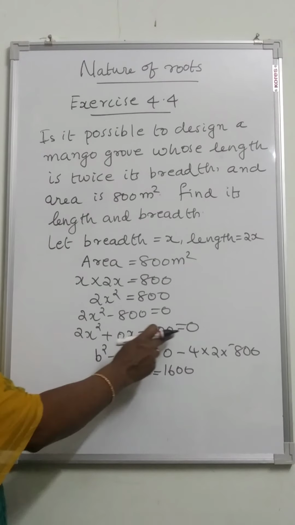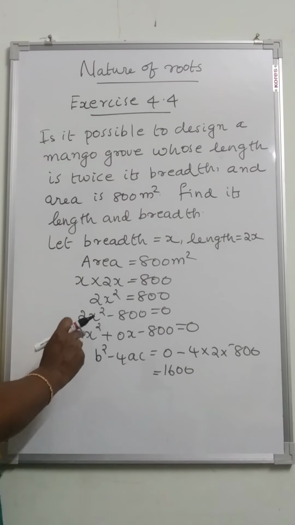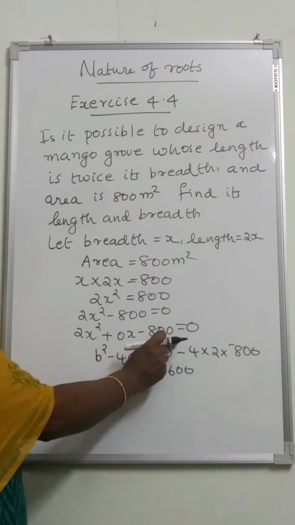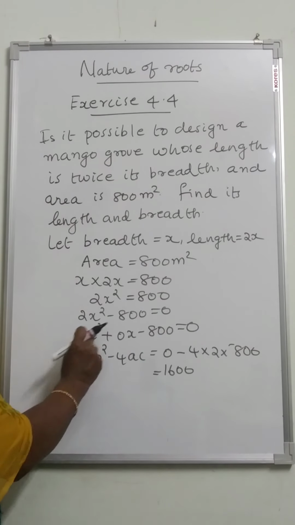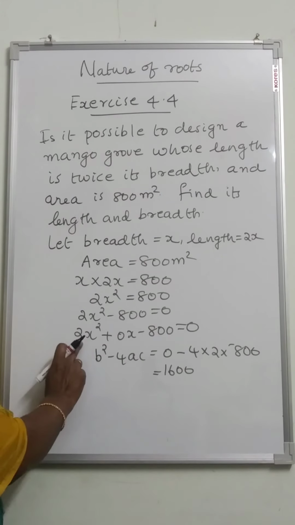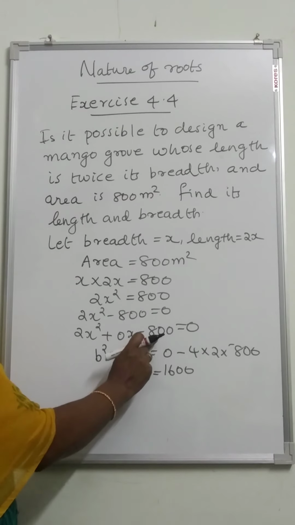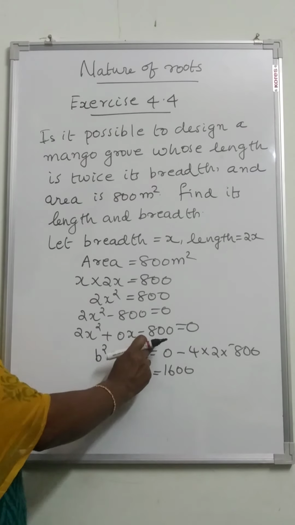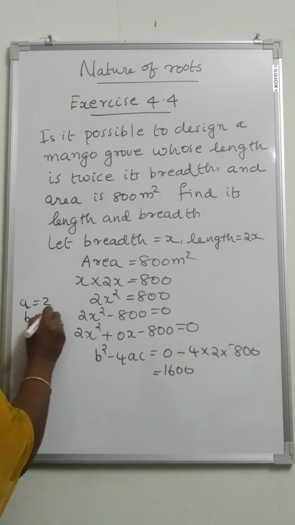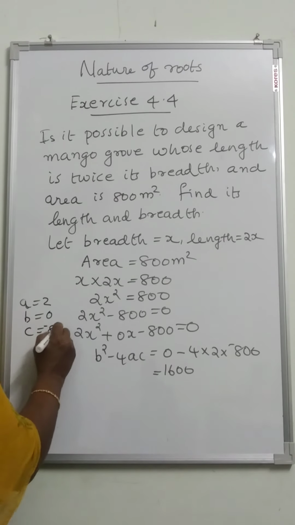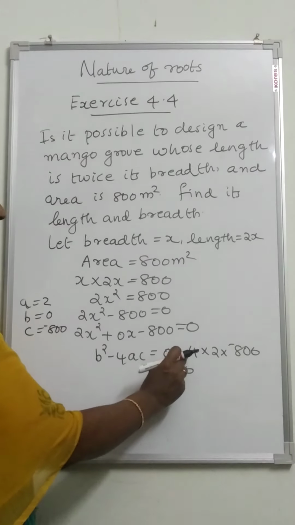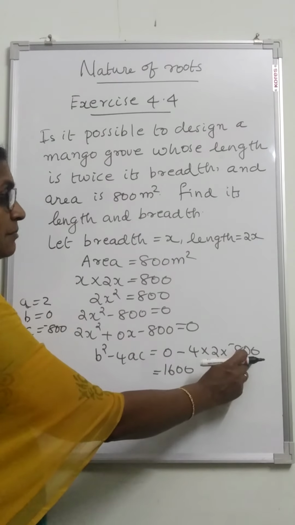To do b square minus 4ac, it is converted into the standard form, that is ax square plus bx plus c is equal to 0. That is 2x square plus 0x minus 800 is equal to 0. Here a is equal to 2, b is equal to 0 and c is equal to minus 800. b square minus 4ac is 0 minus 4 into 2 into minus 800.